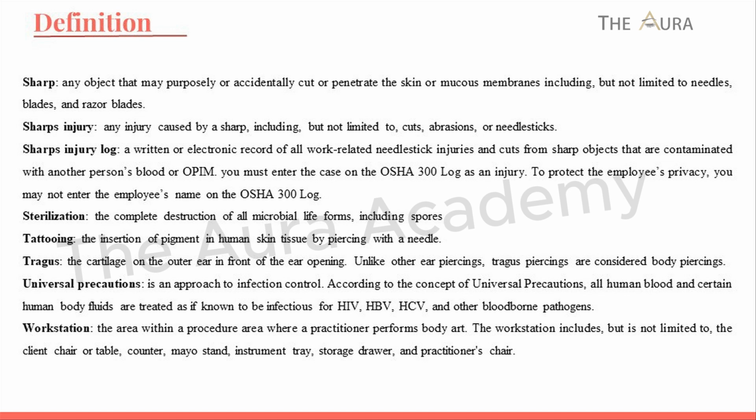Sterilization: the complete destruction of all microbial life forms, including spores. Tattooing: the insertion of pigment in human skin tissue by piercing with a needle. Tragus: the cartilage on the outer ear in front of the ear opening. Unlike other ear piercings, tragus piercings are considered body piercings.